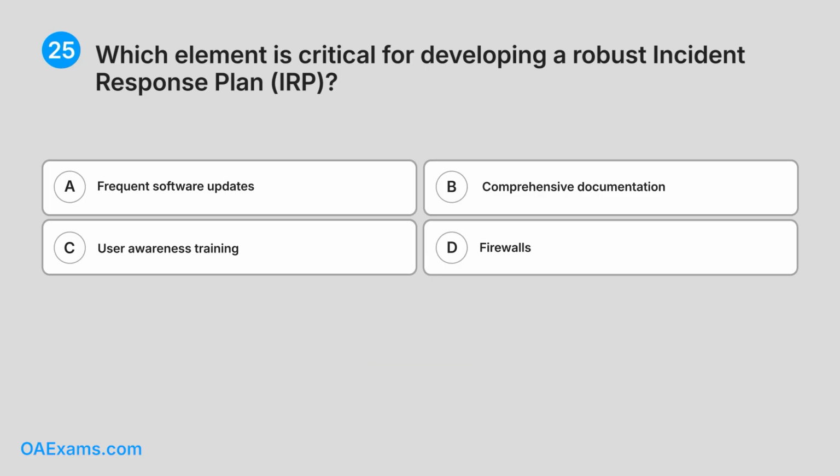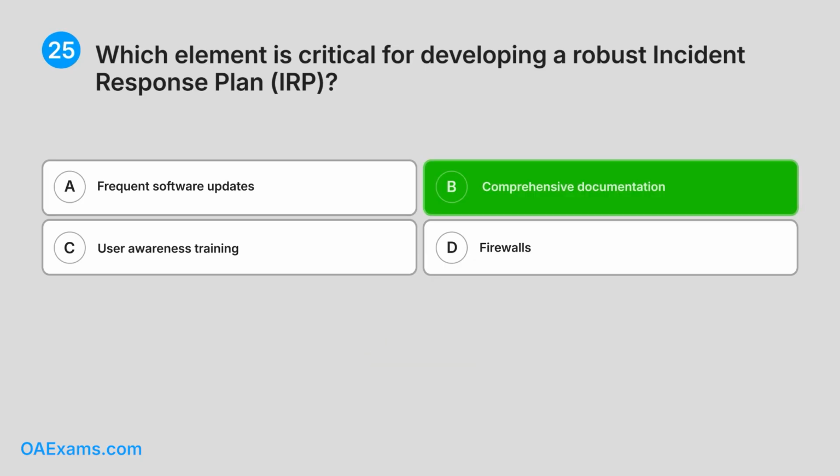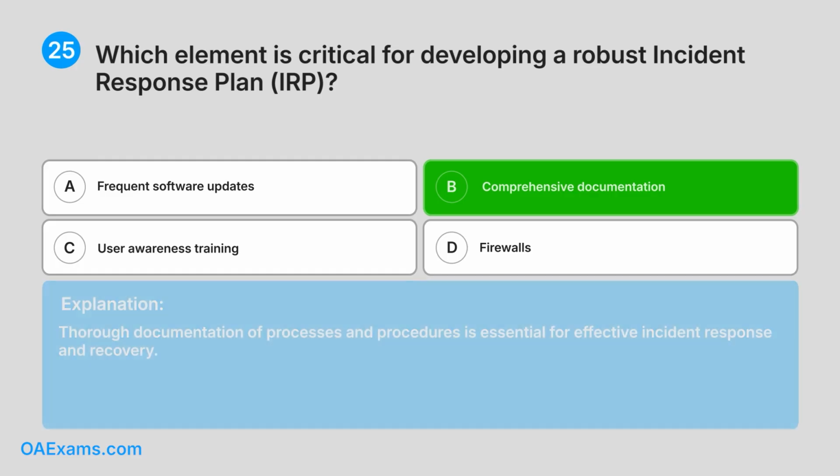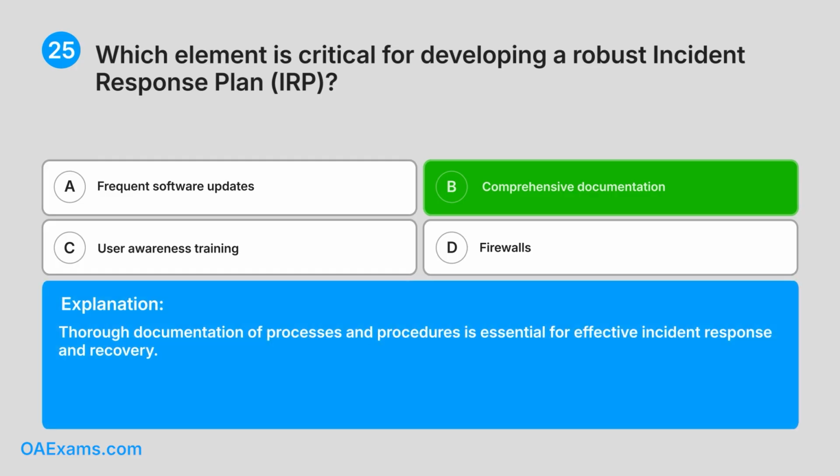Correct answer. B. Comprehensive documentation. Explanation. Thorough documentation of processes and procedures is essential for effective incident response and recovery.